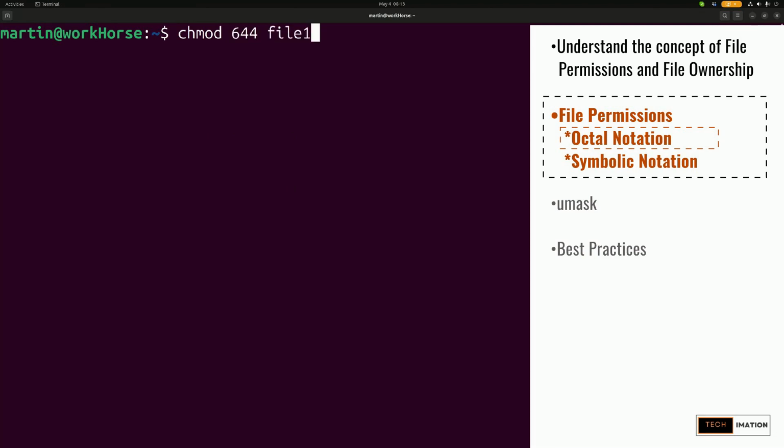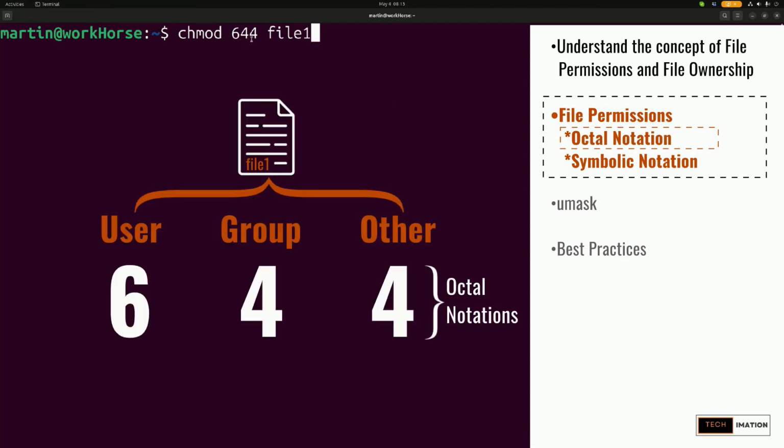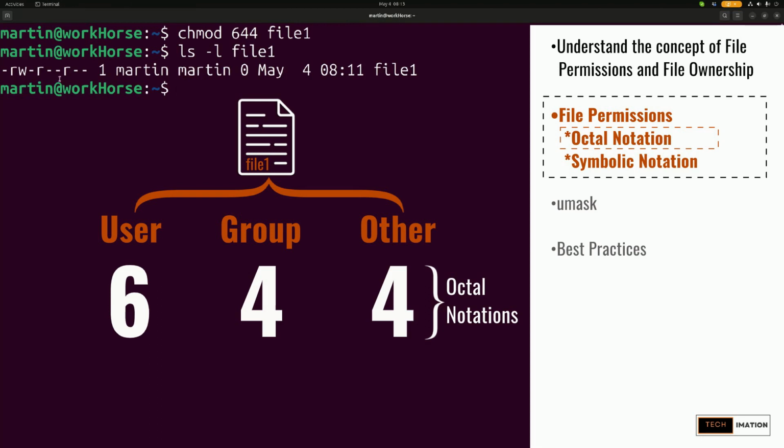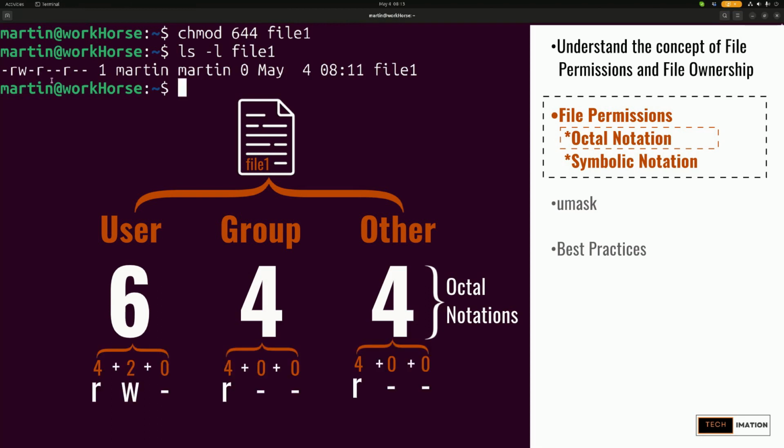All right, so what am I saying here? I'm saying change the permissions on file 1 to 644. I will hit enter and I will see the permissions on file 1 and see that they are read, write, read, and read. Now, how does 644 mean read, write, read, and read?